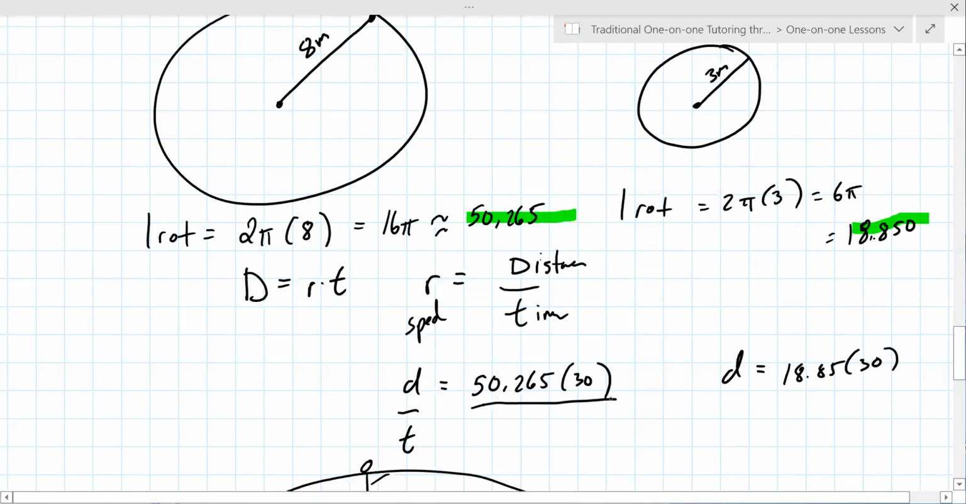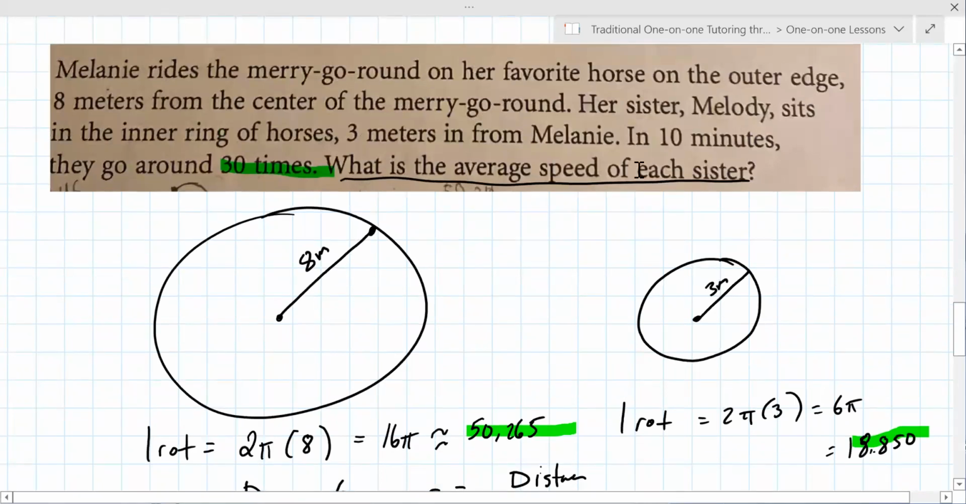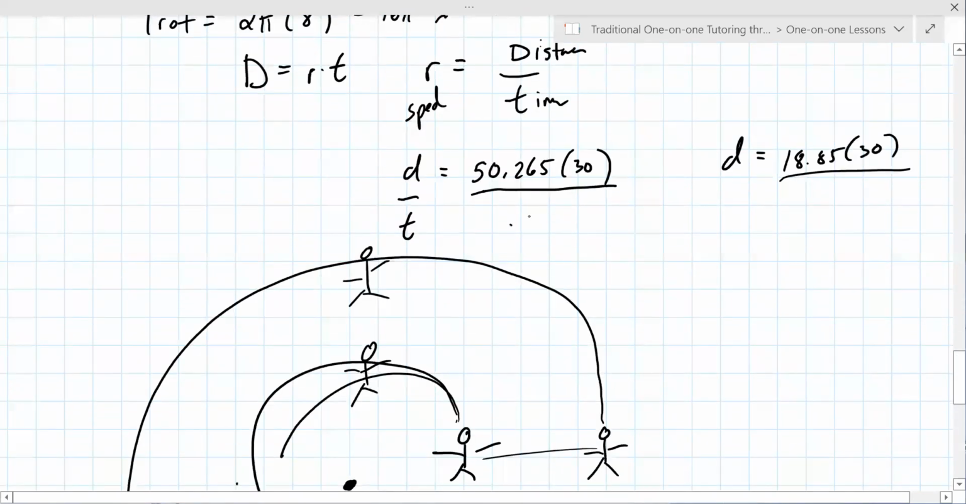How much time were they on the merry-go-round? Yeah, 10 minutes. Oh, right. Sorry. So 10 minutes, you divide both of these by 10.